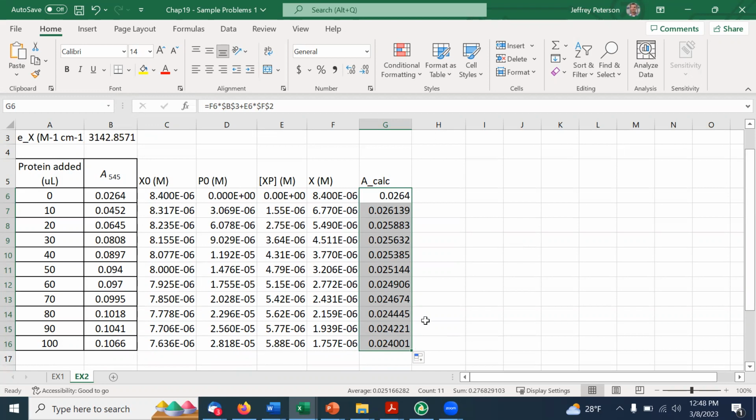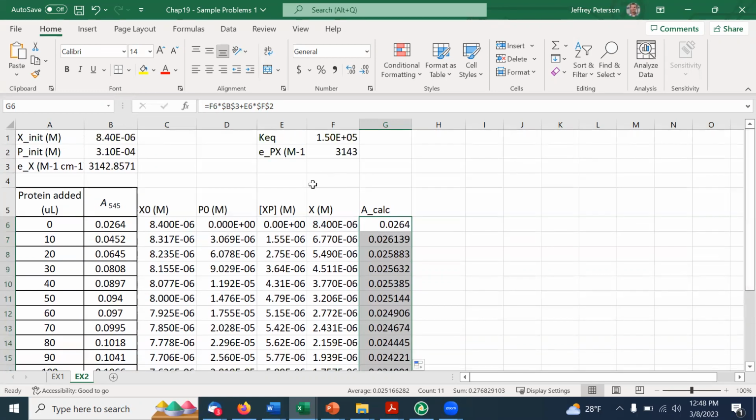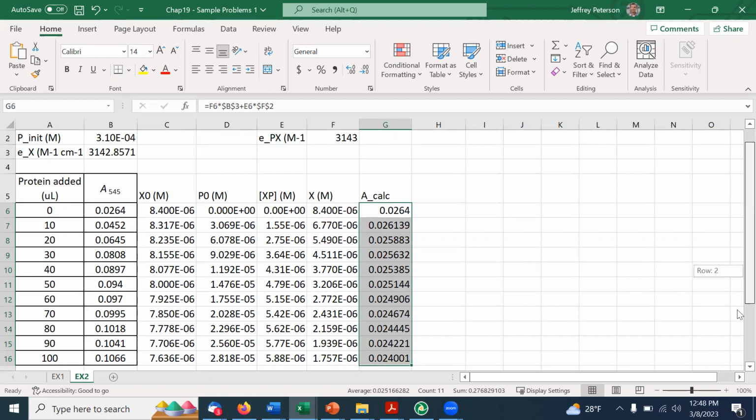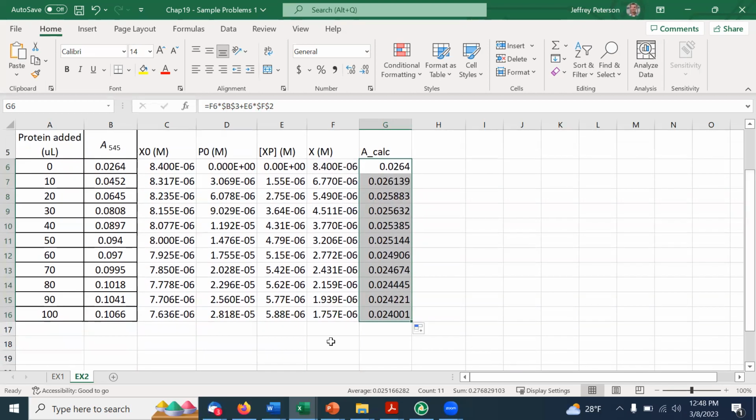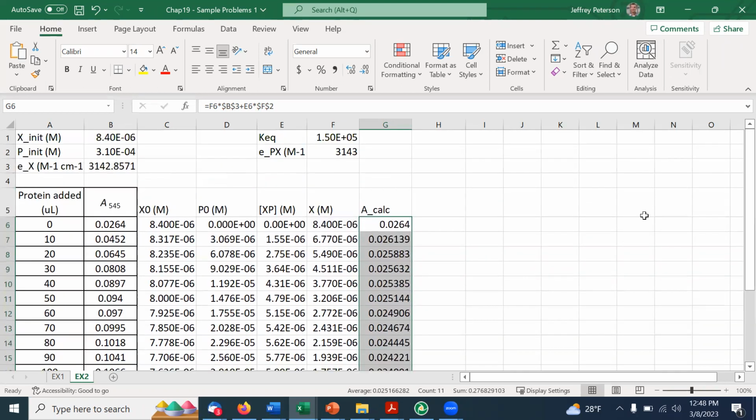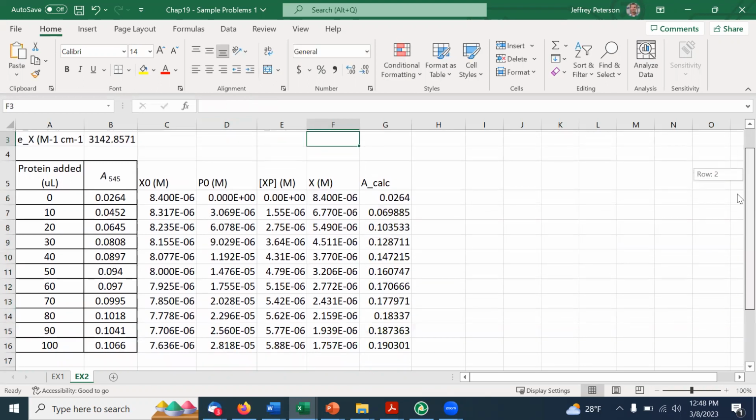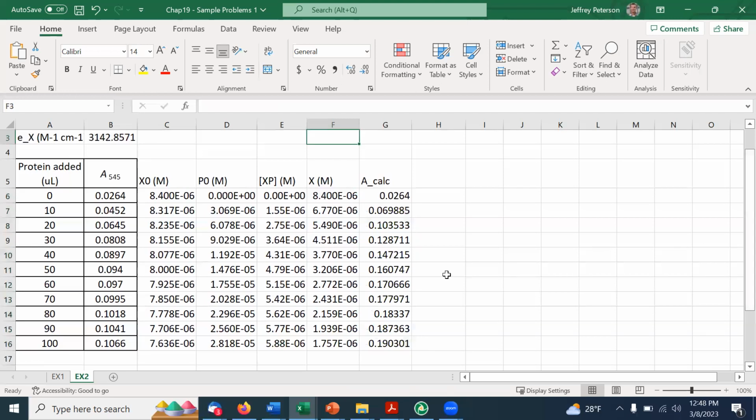It might be close enough to work, but what this is suggesting to me is that my guess for the extinction coefficient of the protein ligand complex is off, because I want these numbers to be bigger. I'm going to increase that value, and that impact is the biggest when I have the most amount of protein. So I don't know, I'm just going to toss another 0 on this and we'll see what happens. Okay, if I toss another 0 on it, it's looking much better. It's getting closer.